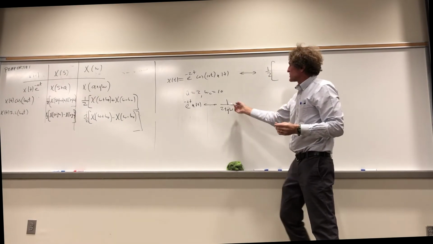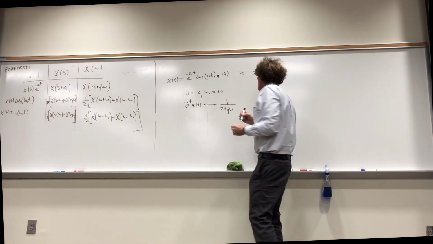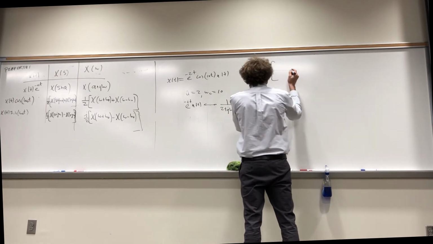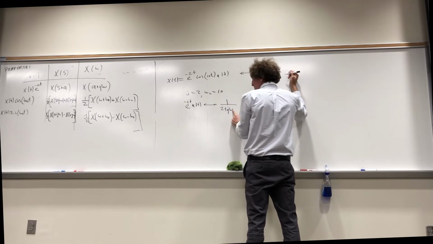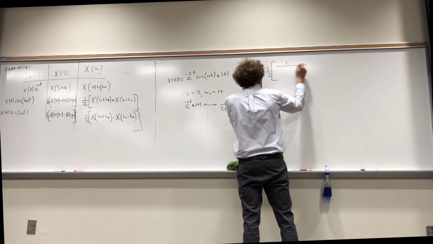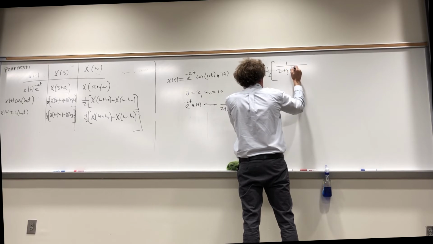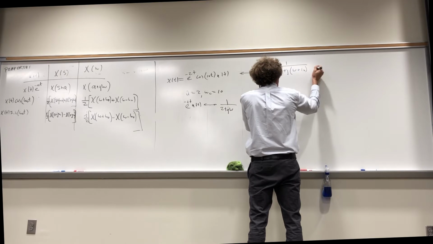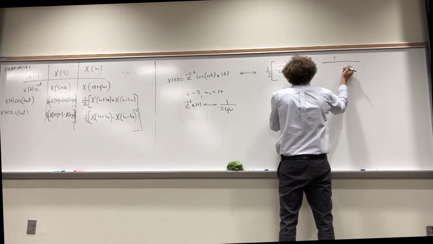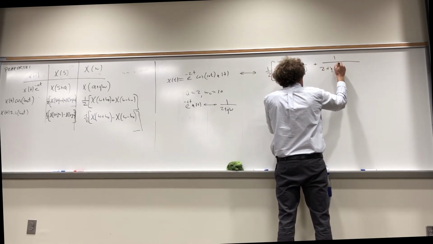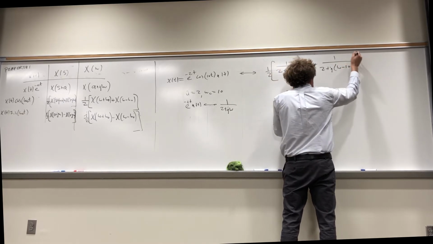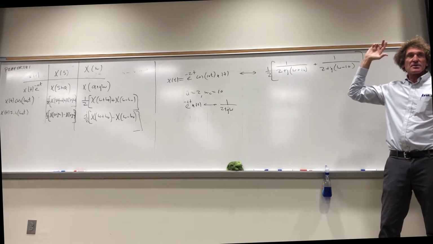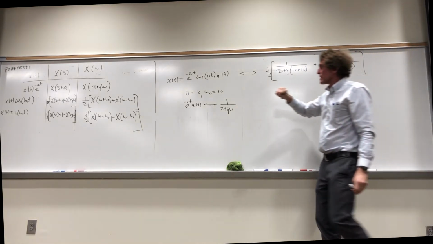So that's my x of t, you can think of it, times cosine. Now I'm going to take this x of omega and add the omega naught to it. So now it's going to be 1/(2 plus j of omega plus 10), plus 1/(2 plus j of omega minus 10). Does everybody follow me on this? Give me a show of hands if you do. That is the literal Fourier transform of this.